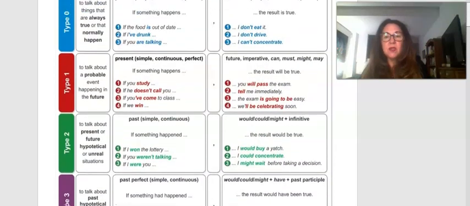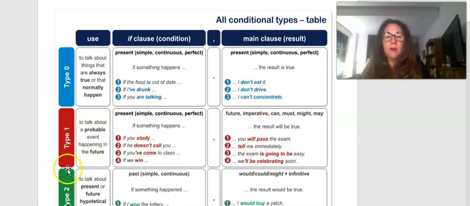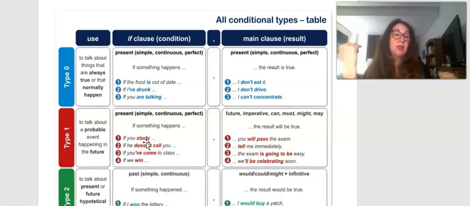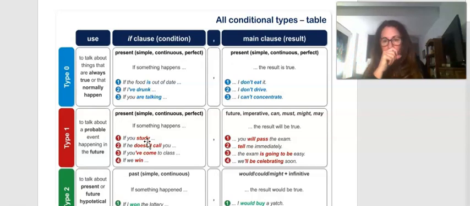Okay, let's concentrate on type 1 now. Type 1 is a sentence that, like all conditional sentences, has two clauses. One is the principal clause and the other one is the condition. We can also call them the conditional clause and the result clause. So in type 1, example 1, if you study, you will pass the exam. If you study is the conditional clause because it has the if, and you will pass the exam is the principal clause or the result.